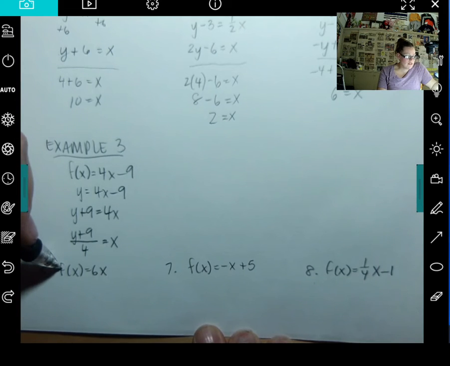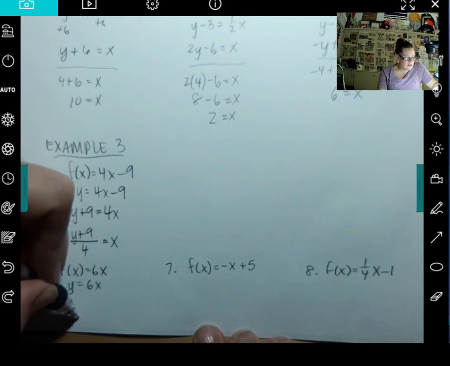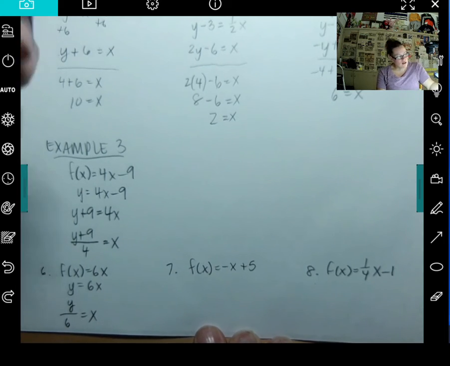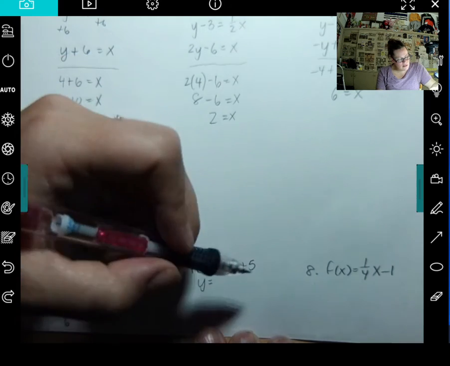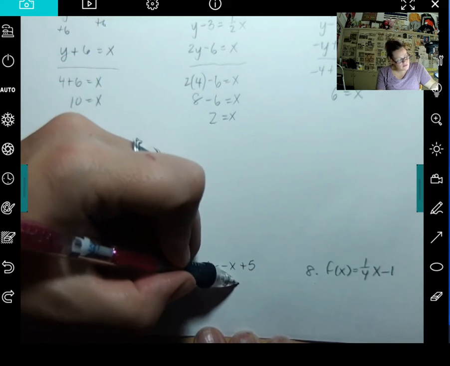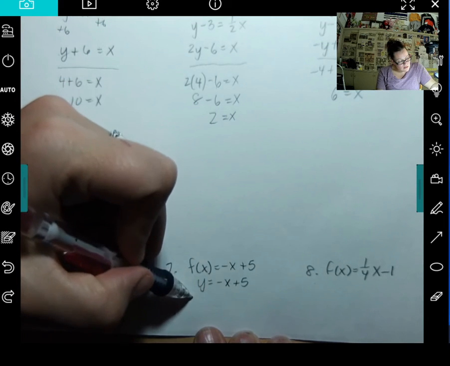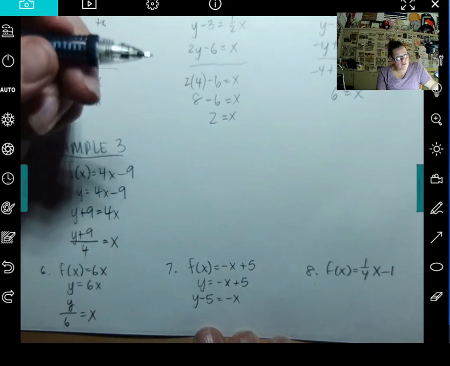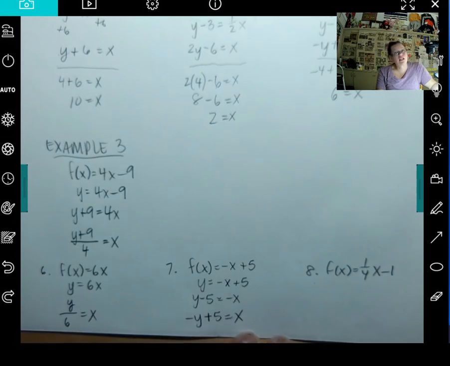For number 6, to find the inverse function, you should have divided everything by 6. So y equals 6x, you just divide everything by 6, and we get that that is our new inverse function. For number 7, first we would subtract 5 from everything. So then we have y minus 5 equals negative x. Can't have a negative variable, so we switch the signs of everything. Negative y plus 5 equals x.